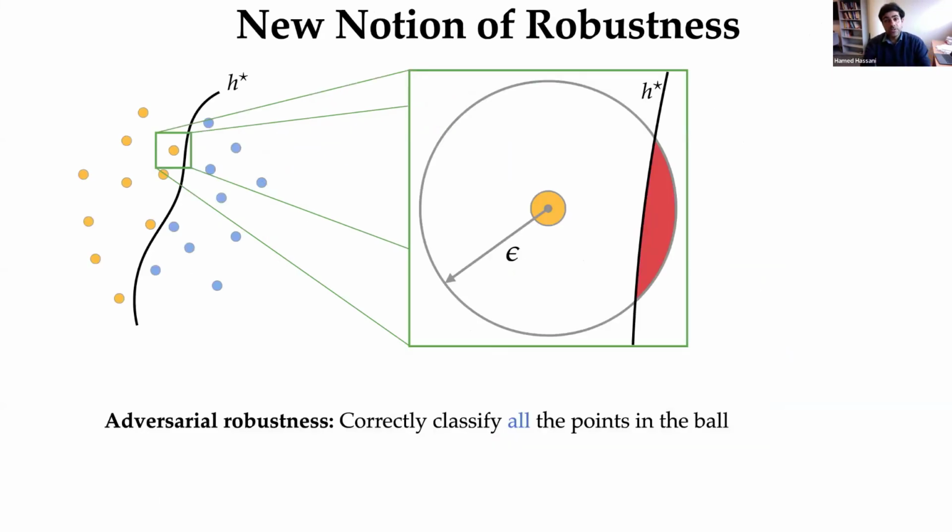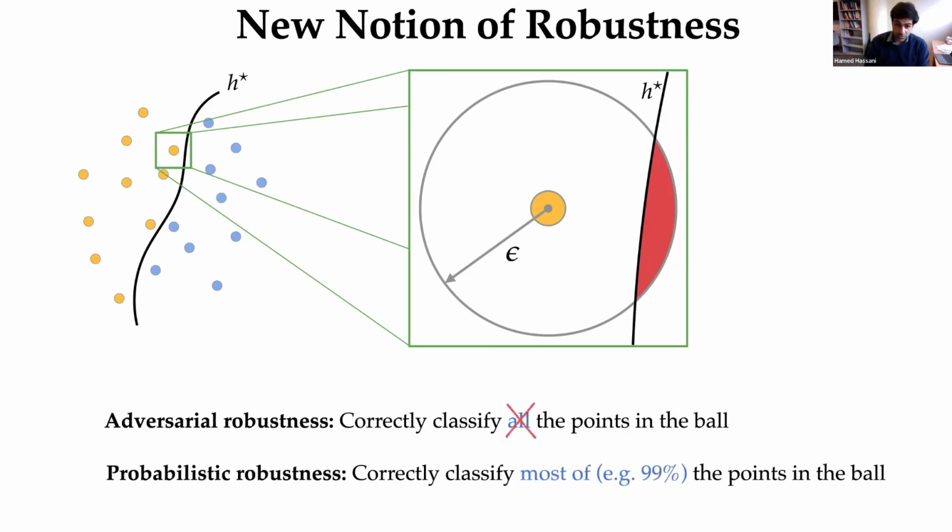Given this observation, a way to relax this worst case notion of robustness would be as follows. Adversarial robustness would require that given a ball of radius epsilon, we have to correctly classify all the points in that ball. Otherwise, there would be an adversarial example. We can relax this word "all" to, let's say, almost all or most of the points. And this gives us this new notion of probabilistic robustness. Instead of requiring that the classifier classifies all the points, we would require the classifier to correctly classify a good fraction of the points, let's say 99% of the points within the ball.